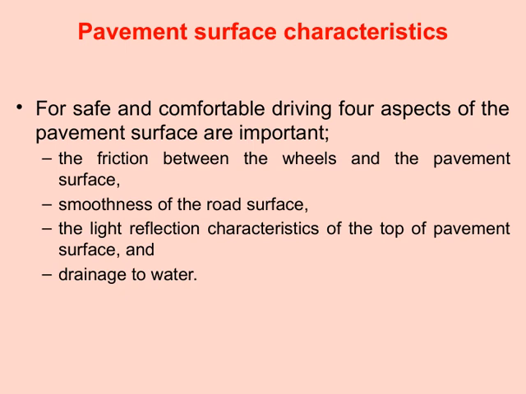There are 4 main aspects we need to consider. First is the friction between the wheels and the pavement surface. This friction is vital because it affects how well a vehicle can grip the road, especially in wet or slick conditions. Next, we have the smoothness of the road surface.